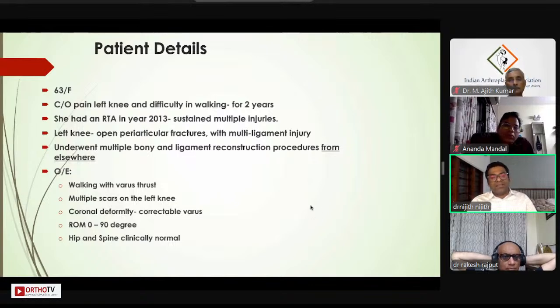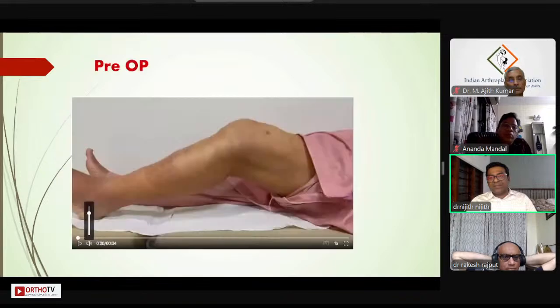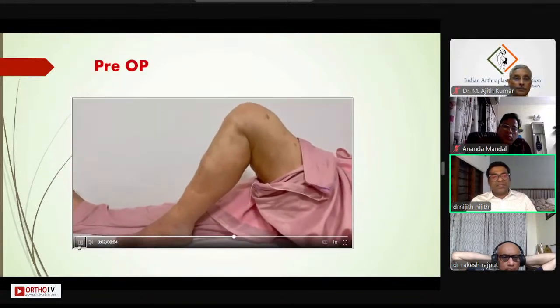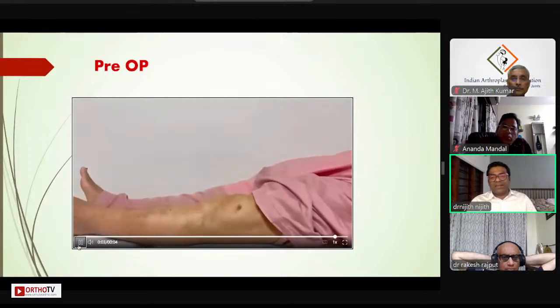Coming to the examination findings, she was walking with a varus thrust, and there were multiple scars on the left knee, and there was coronal deformity of around 20 degrees, which was correctable. Range of motion, she has 0 to 90 degrees of flexion, and clinically hip and spine were normal. This is the video showing the range of movement. She has 0 to 90 degrees of flexion.